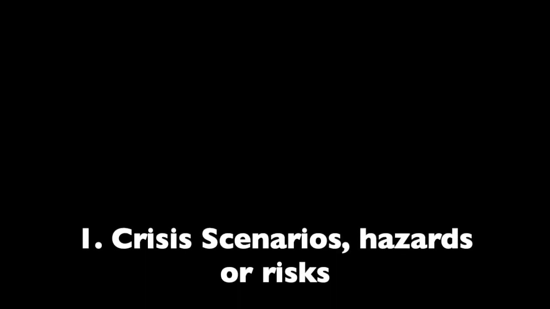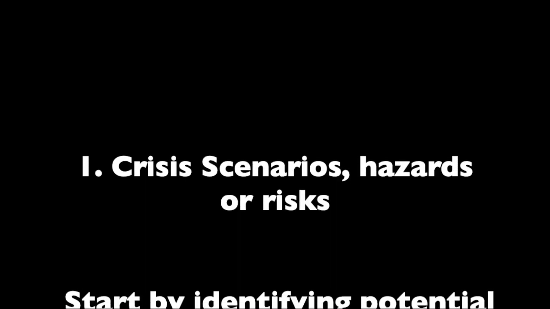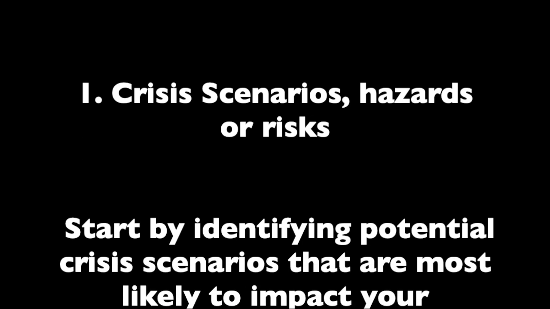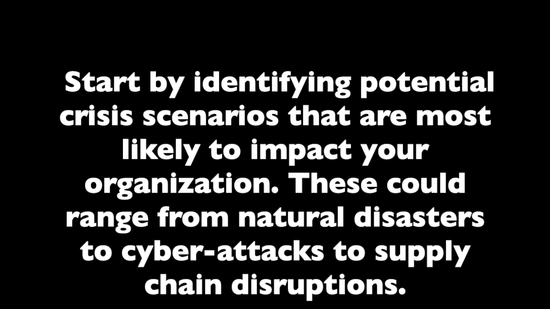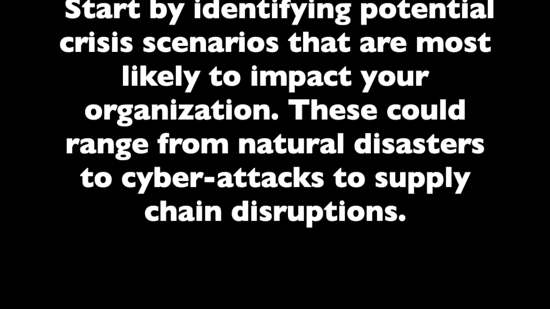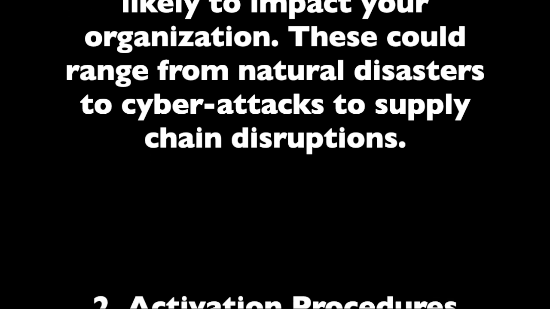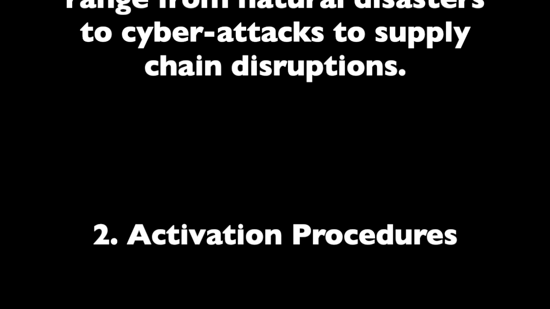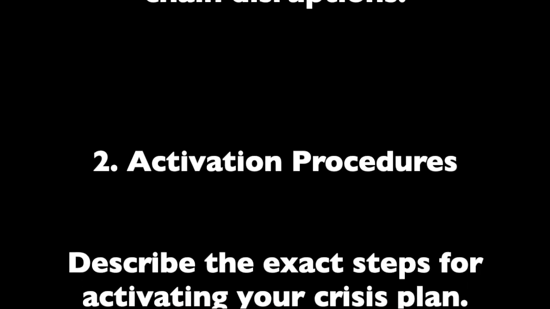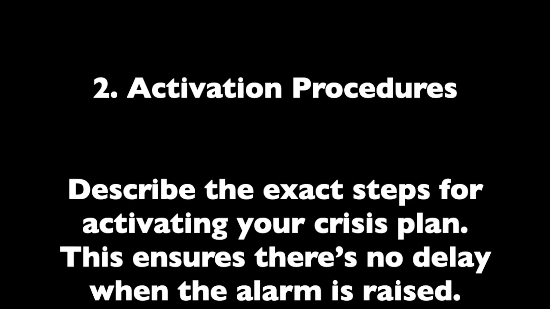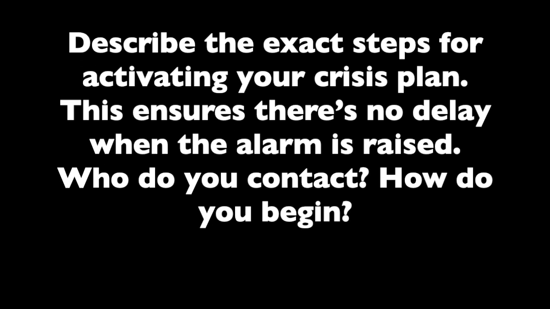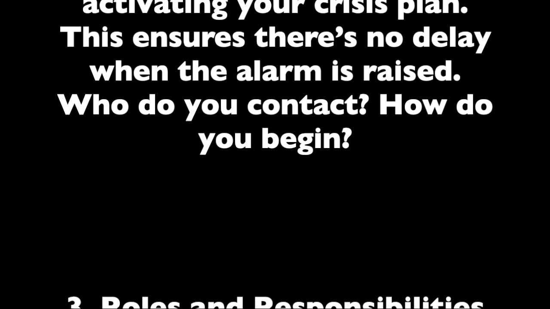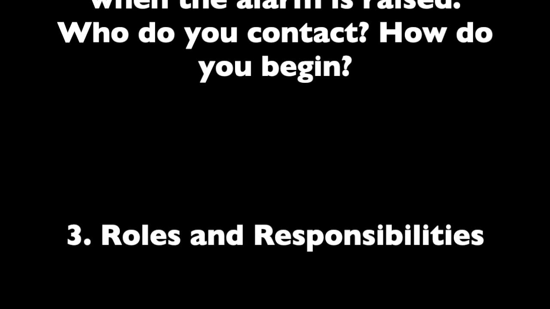1. Crisis scenarios, hazards, risks. Start by identifying potential crisis scenarios, hazards, or risks that are most likely to impact your organization. These could range from natural disasters to cyber attacks to supply chain disruptions. 2. Activation procedures. Describe the exact steps for activating your crisis plan. This ensures there's no delay when the alarm is raised. Who do you contact? How do you begin?